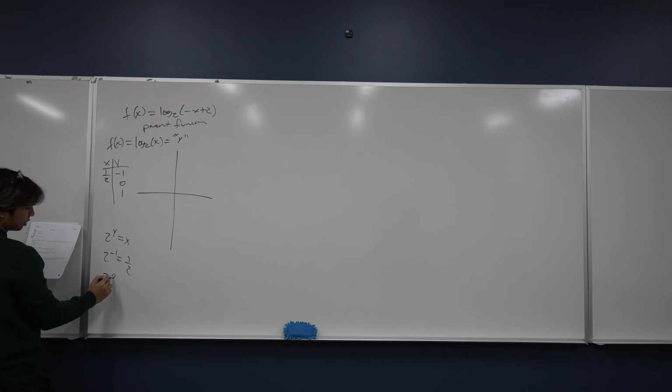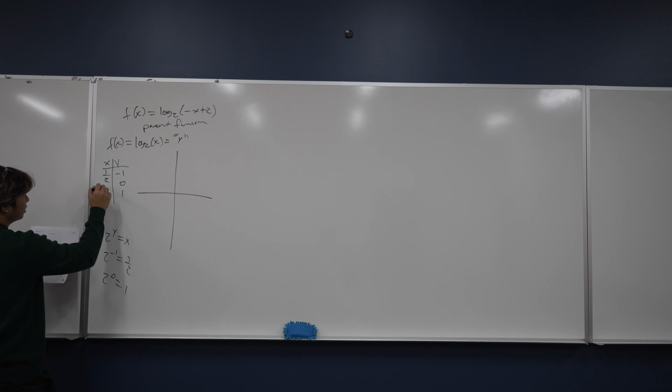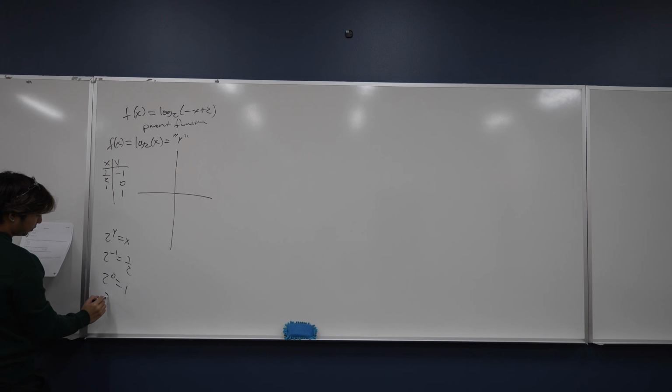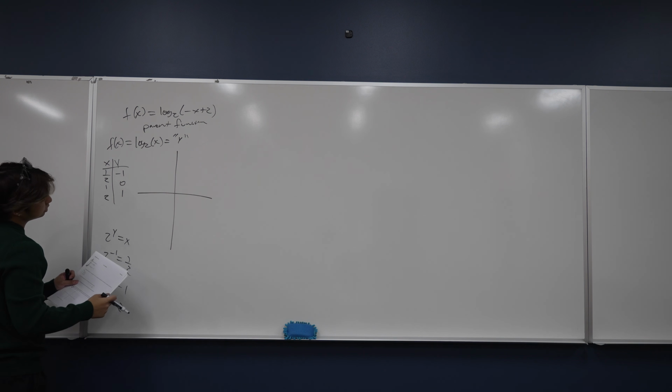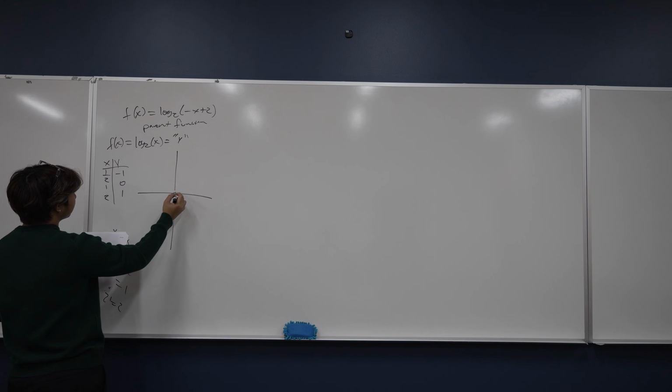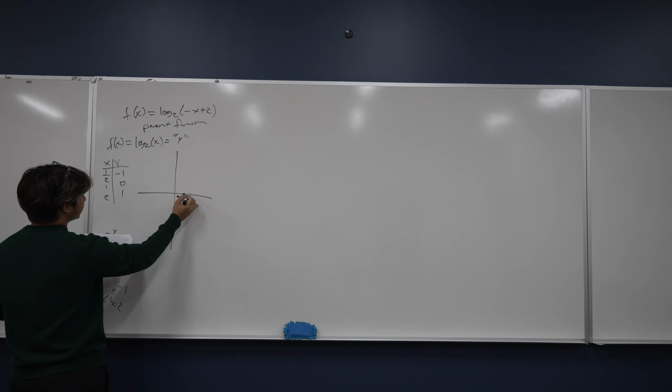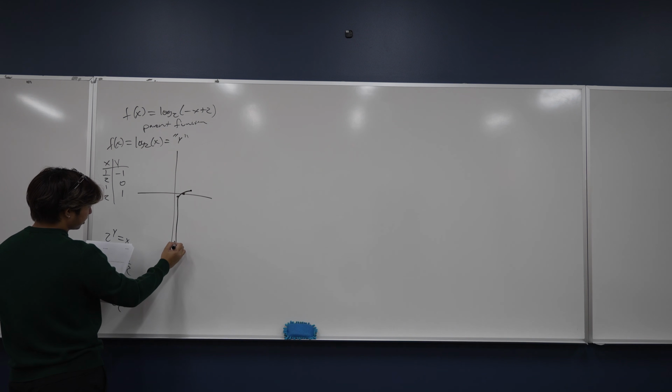What about 2 to the 0? We get 1. And what about 2 to the 1? We get 2. So let's plot this out. We get 1/2 with negative 1, 1 with 0, and 2 with 1. So connect the dots, and we're looking something like that.